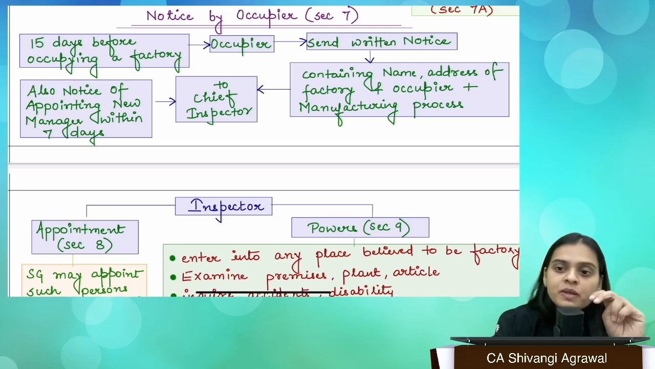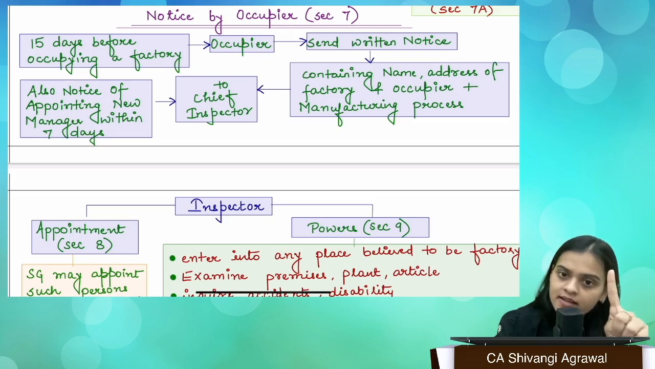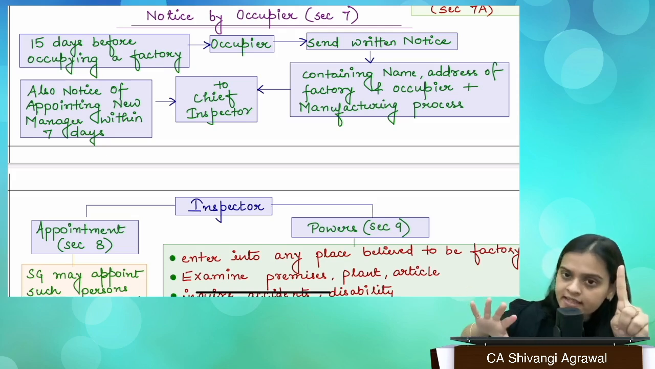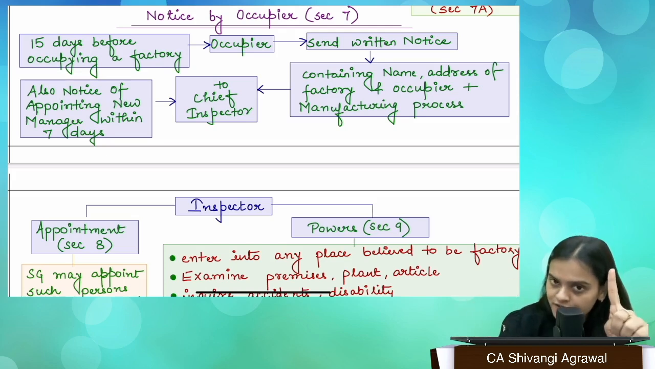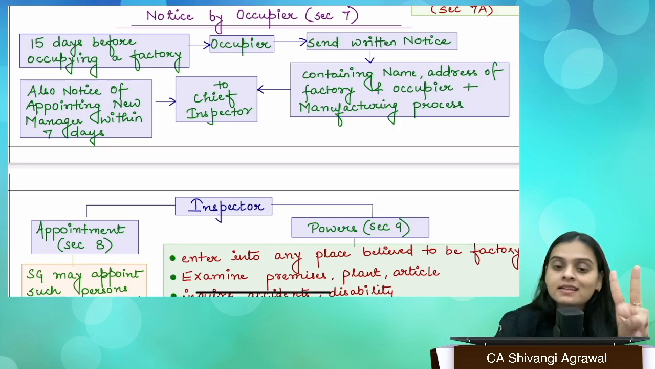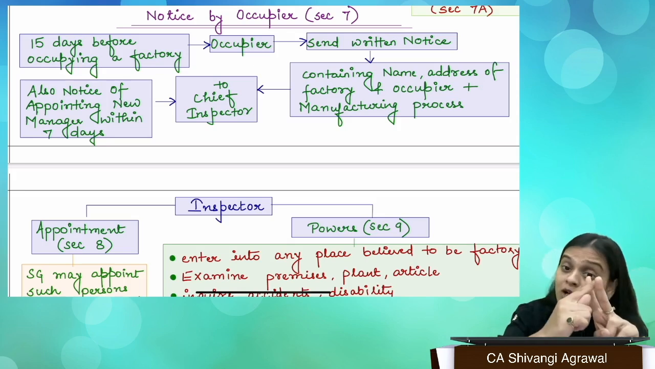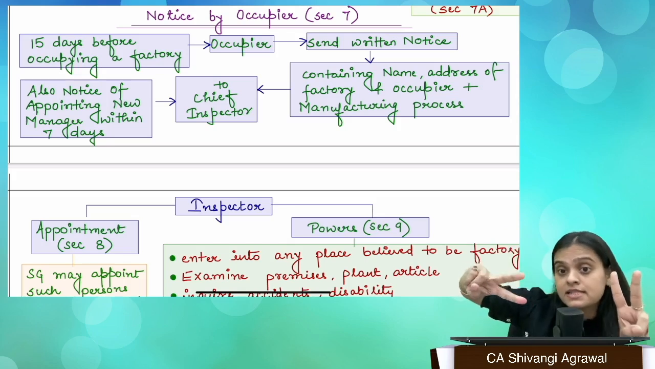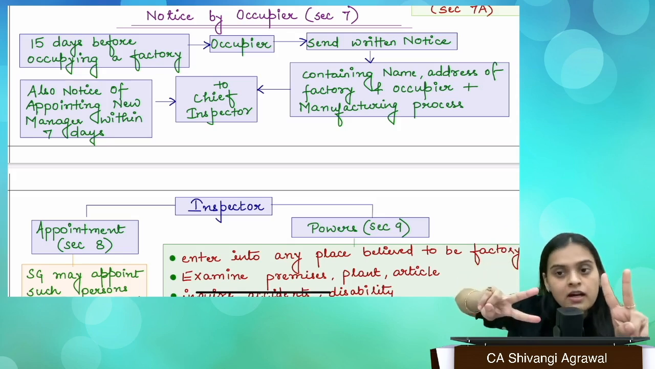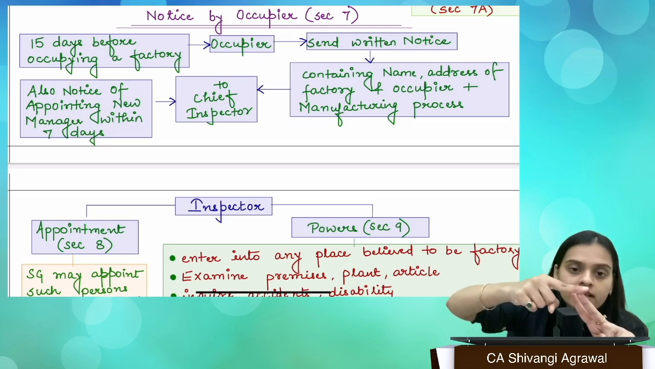What are the categories of people that we read in this particular chapter? One is adult. Who is an adult? Who has completed his 18th year of age, that person is an adult. Then the second category of person is a young person. Who is a young person? A young person could be an adolescent, could be a child. So adult or young person.